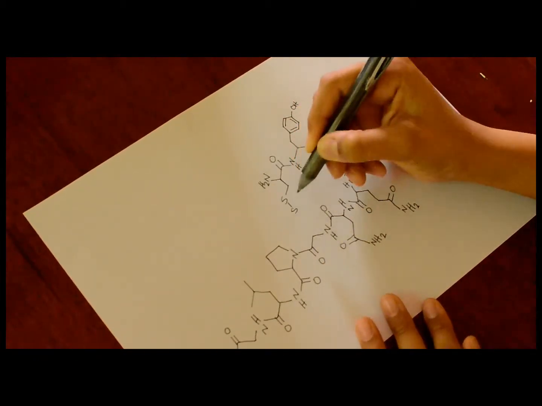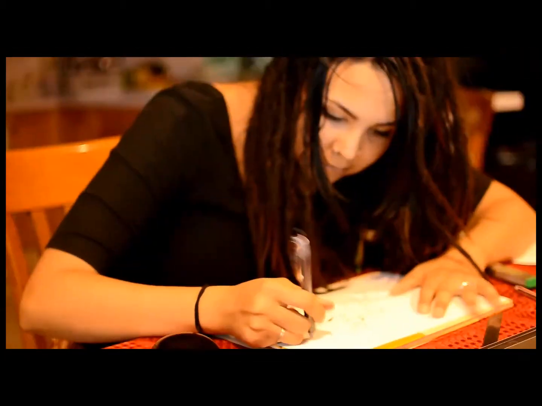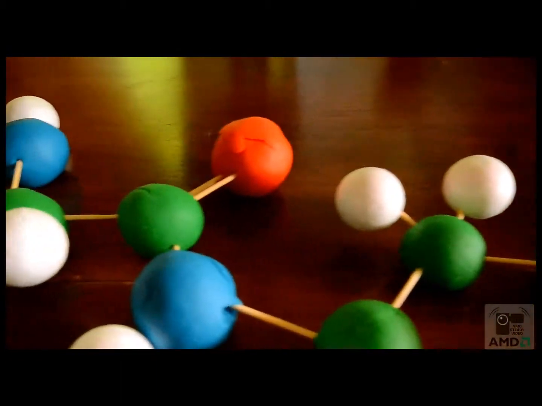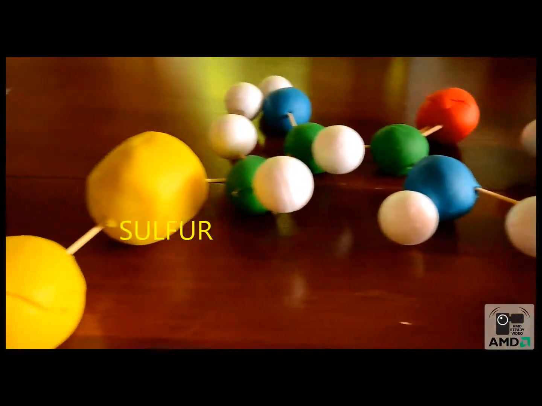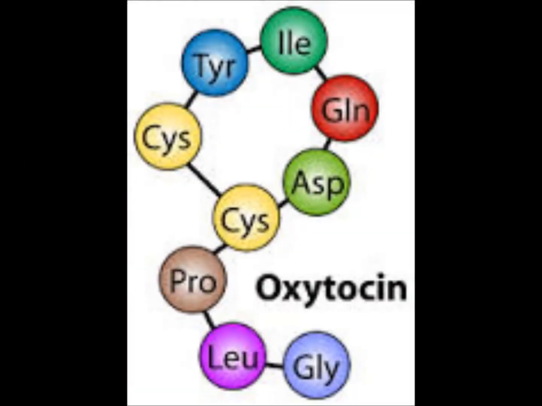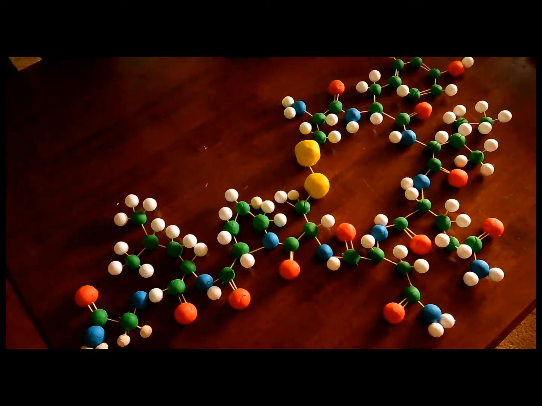The peptide linkages occur when the hydroxyl part of the carboxyl group of one amino acid molecule reacts with the hydrogen of the amine group of another amino acid molecule, forming a water molecule. The 2 amino acids are then linked via the nitrogen atom. The 9 amino acids that create oxytocin are proline, leucine, tyrosine, asparagine, glutamine, glycine, isoleucine, and 2 cysteine.